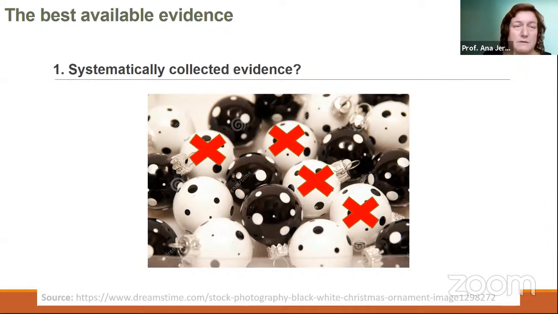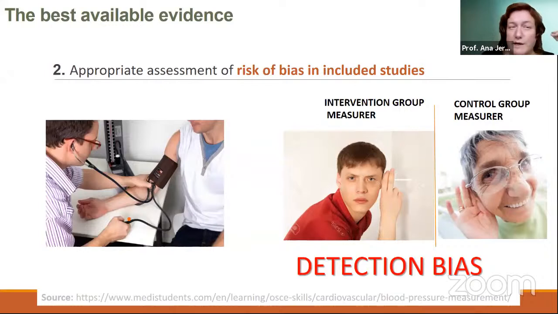I can also non-systematically collect studies like this. So I would conclude that the majority of studies are white, which is again not the case. So by collecting non-systematically, we are affecting the overall result, the overall conclusion, and we need to stop that. So, regarding the appropriate assessment of risk of bias in included studies, here I showed one illustration.